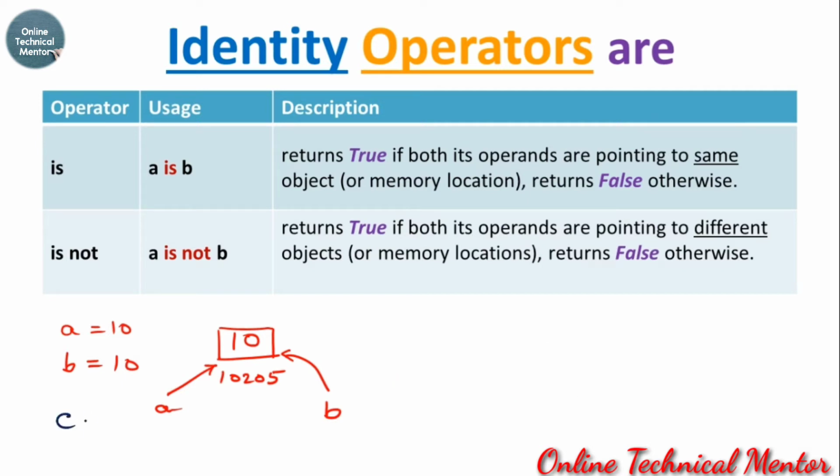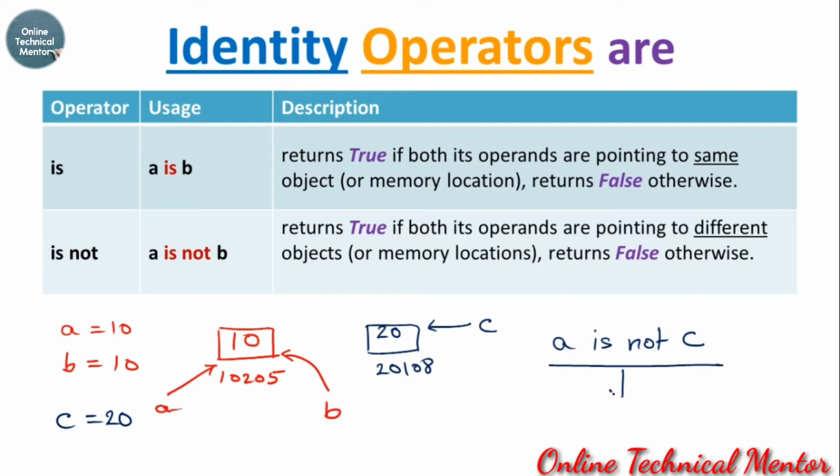Again, if you write C equal to say 20, that means 20 will be stored in some different memory location. Say its location is 20108 and C is pointing to this location. And if you write A is not C, this will return true. That means A and C are pointing to different memory locations. So let me show you the same example by writing it into the Python interpreter.